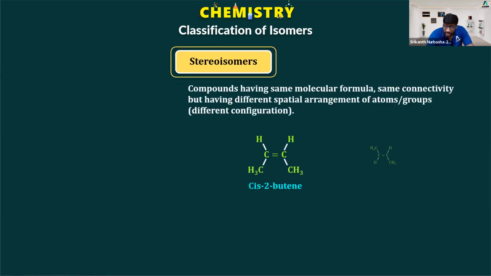Stereoisomers are compounds having the same molecular formula and the same connectivity, but a different spatial arrangement of atoms or groups, like cis-butene and trans-butene. In cis-butene, the 2 methyls are on the same side. In trans-butene, the 2 methyls are on opposite sides. So we have a difference in spatial positions, and because of that, they belong to stereoisomers.